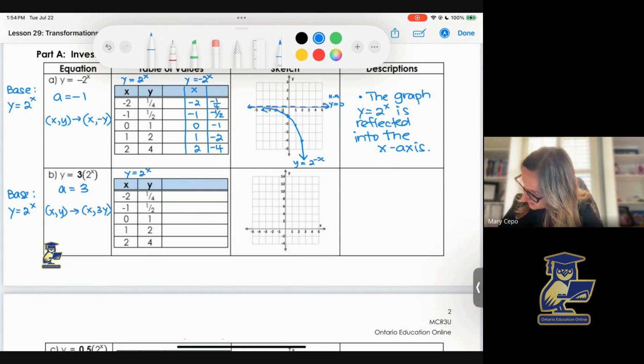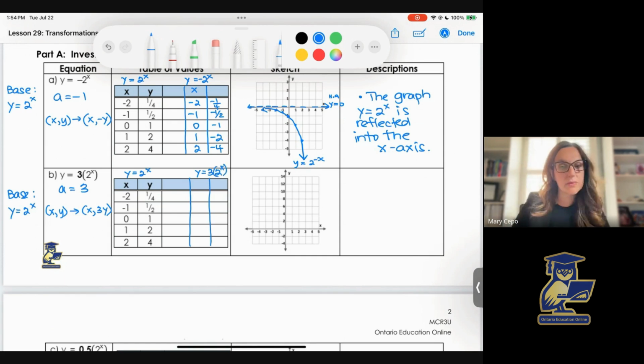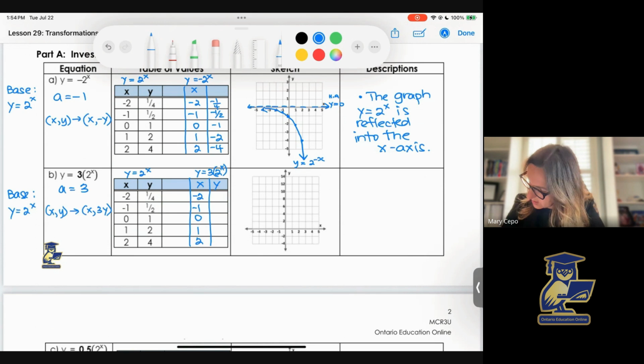I'm going to say y is equal to 3 times 2 to the power of x. Okay, so each of those y values, x values remain the same. So -2, -1, 0, 1, 2. 3 times 1 over 4 would be 3 over 4. 3 times 1 half would be 3 over 2. 3 times 1 is 3. 3 times 2 is 6. And 3 times 4 is 12.